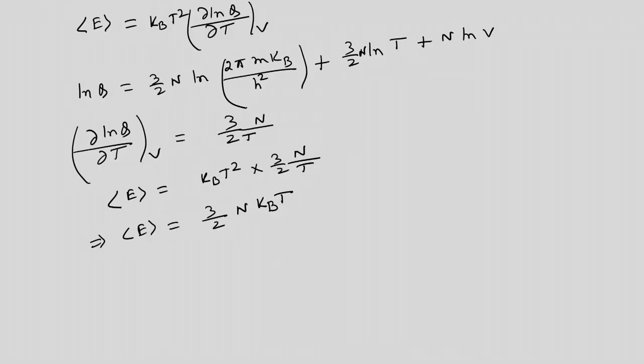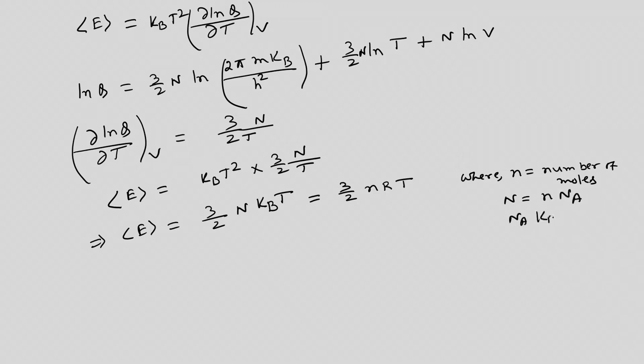Now, this 3 by 2 N k_B T, you can write as 3 by 2 small n R T, where small n is the number of moles, and capital N is small n times N_A, and N_A times k_B gives the gas constant R, right. So, if we do all these things here, we get average energy is 3 by 2 n R T.